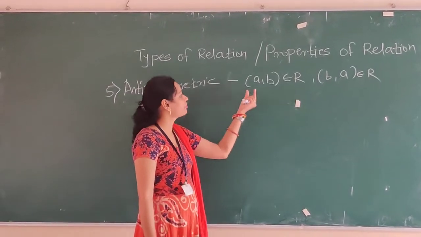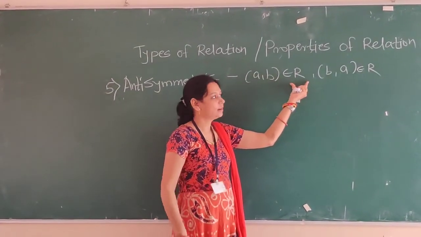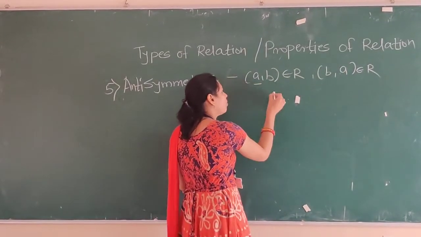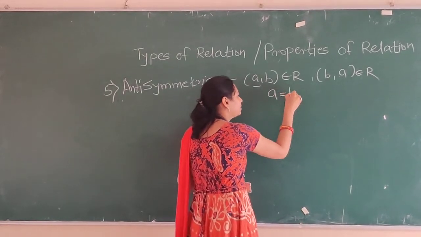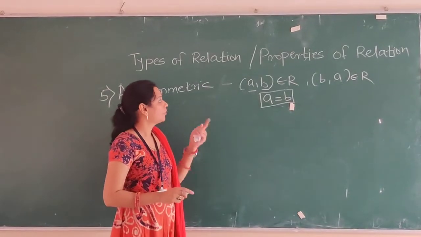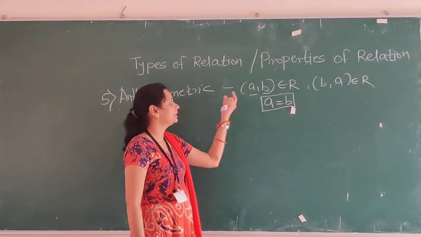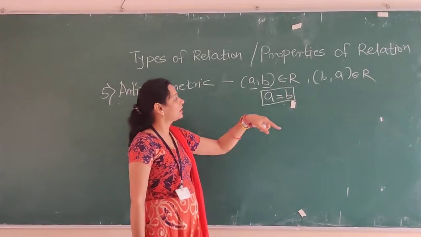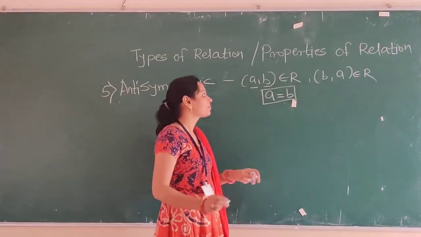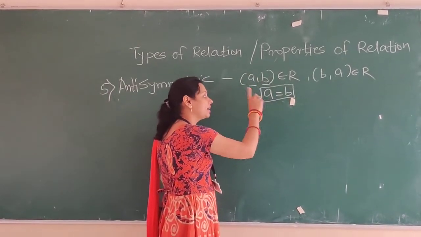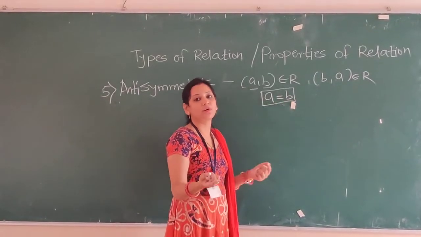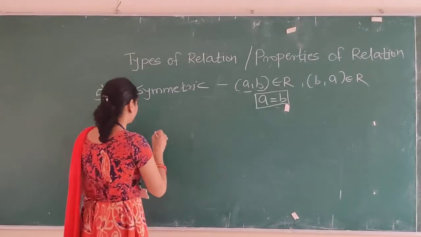symmetric. That is, if (A,B) belongs to R and (B,A) belongs to R, then the value of A should be equal to the value of B. Whenever the terms (A,B) are present in the given relation, the symmetric term (B,A) is present also in the given relation, and the value of A is exactly the same as the value of B, then that is called the antisymmetric relation.